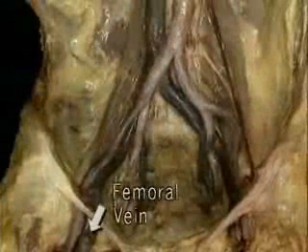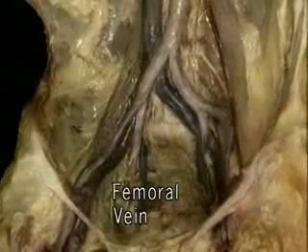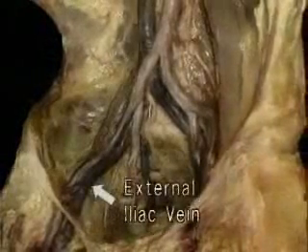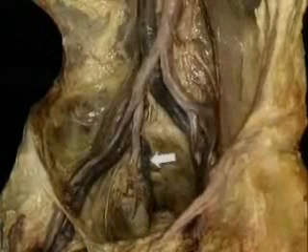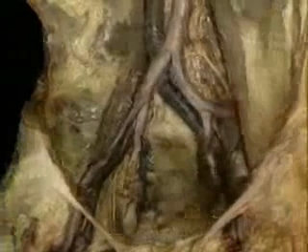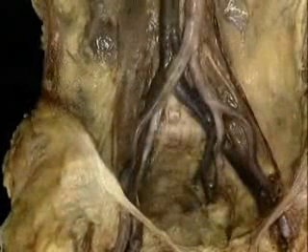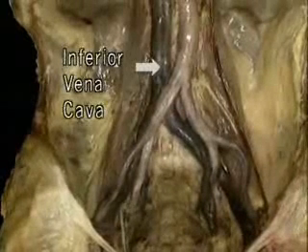We'll start down at the inguinal ligament. Here's the femoral vein, lying medial to the femoral artery as it passes beneath the inguinal ligament. Above the ligament, it's called the external iliac vein. The external iliac is joined by the internal iliac to form the common iliac vein. The two common iliacs join just to the right of the aortic bifurcation to form the inferior vena cava.